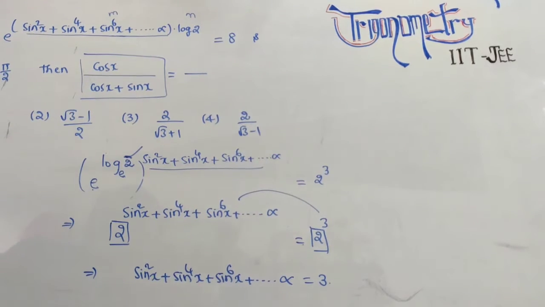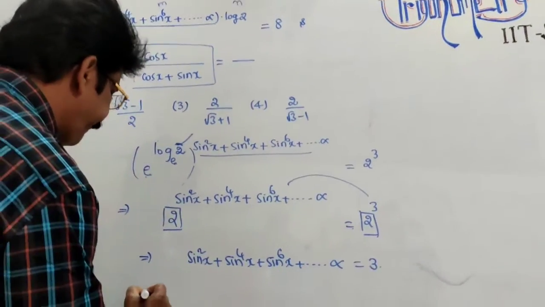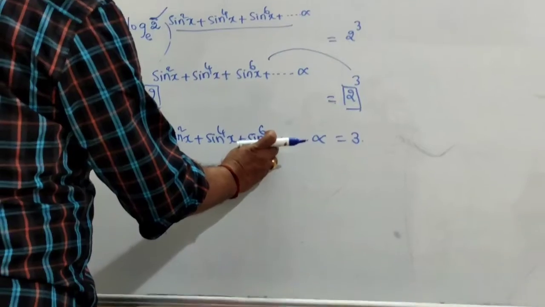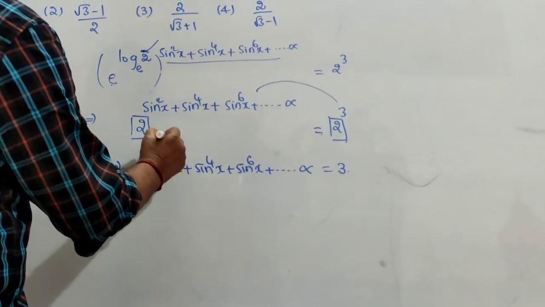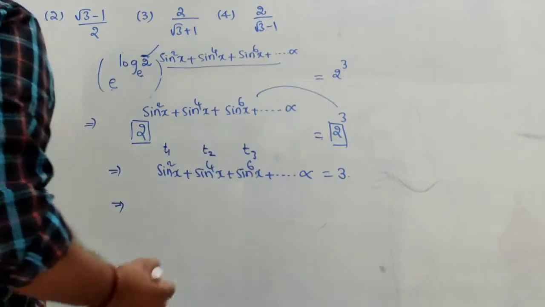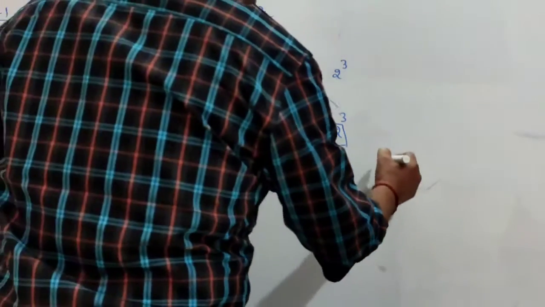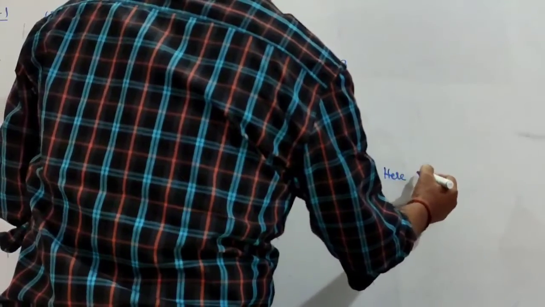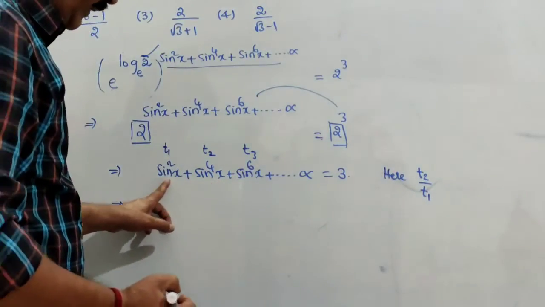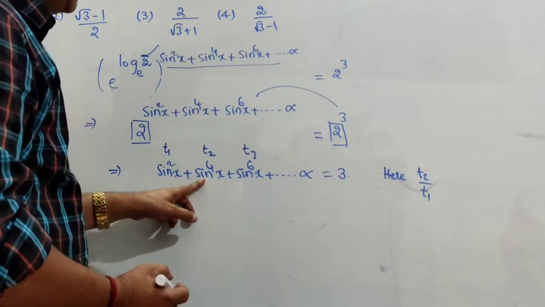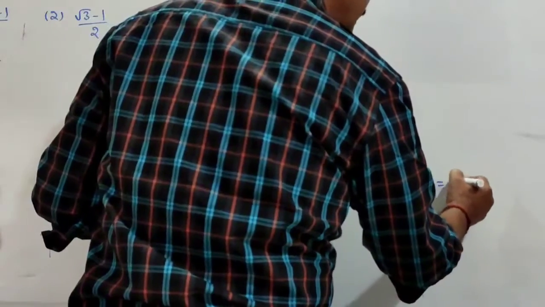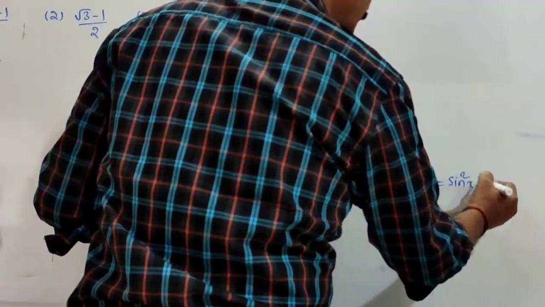Understand? Next, sin square x plus sin to the power of 4x, sin to the power of 6x, and so on to infinity. Actually, this is the first term, this is the second term, this is the third term. Clearly, we see that, rough work, t2 divided by t1 is what? Sin to the power of 4 divided by sin square. Sin square cancels. It remains simply sin square x.